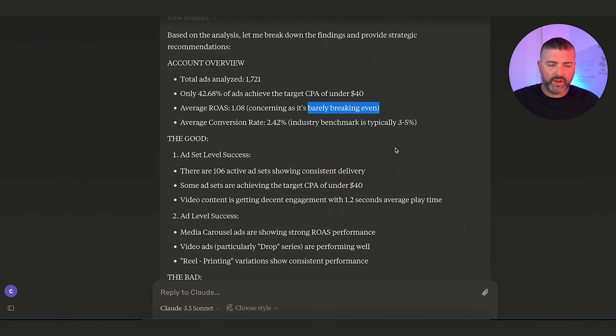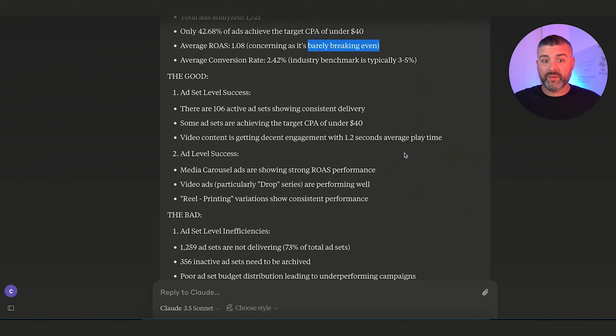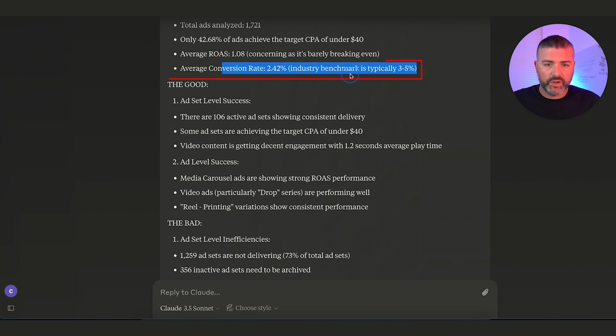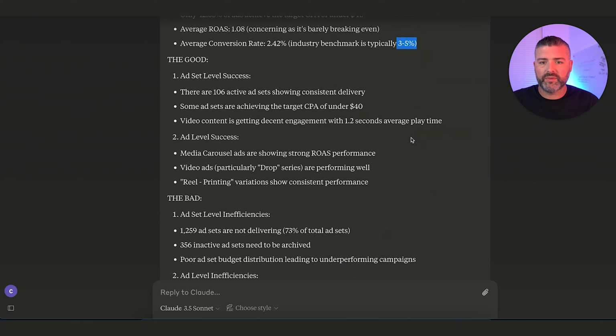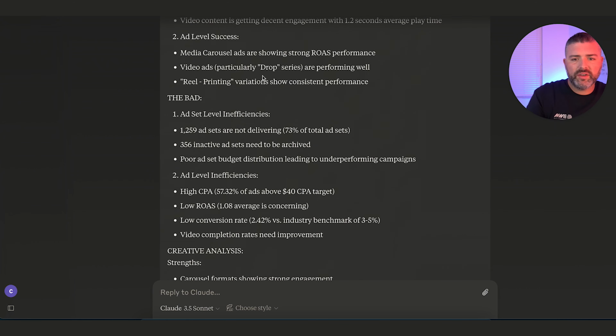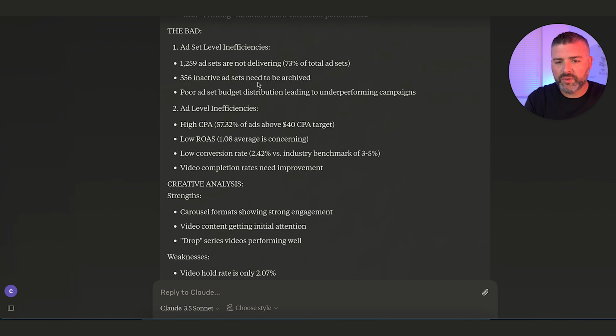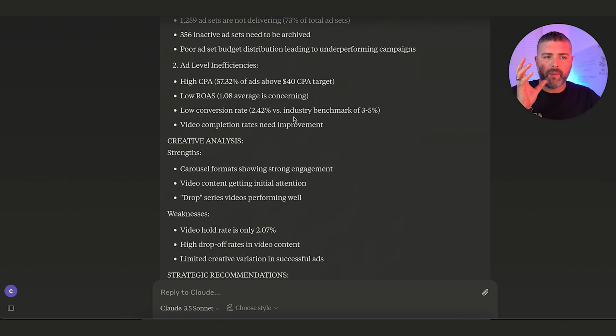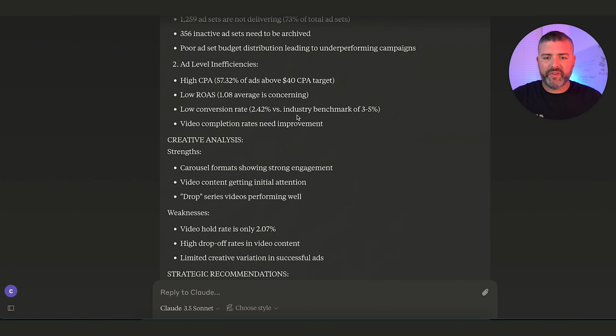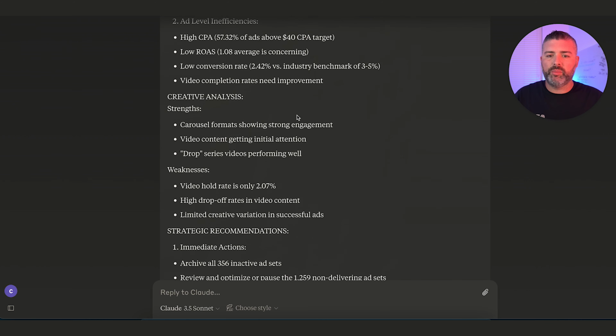And for a 7-figure Shopify brand, that is really critical that it's higher than a 1.08. Conversion rate was pretty decent at a 2.42, industry benchmarks 3.5. So understanding how to use these tools now to make things more efficient and more effective is super important.